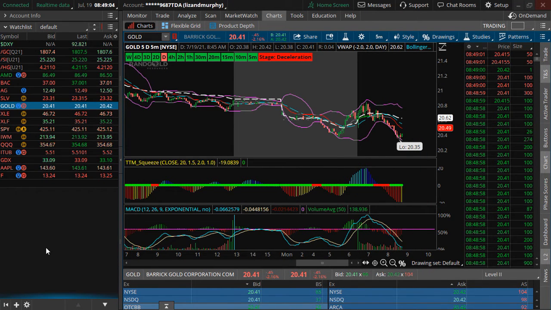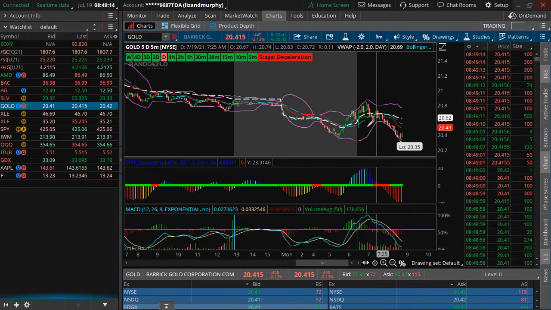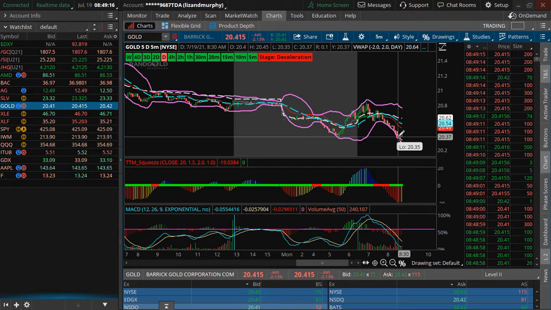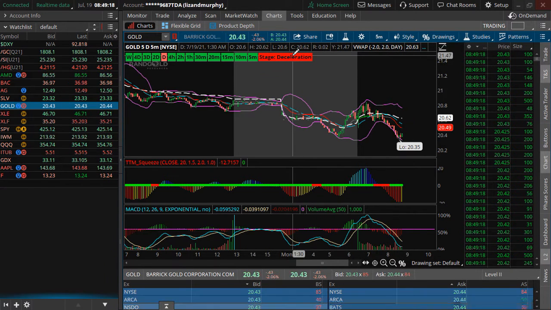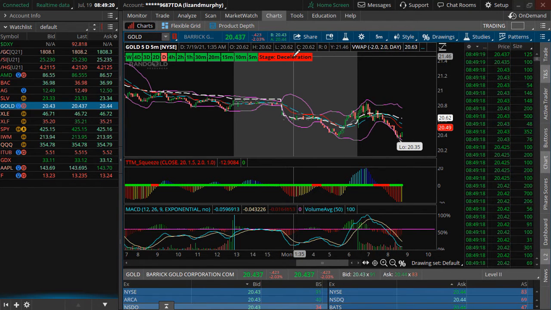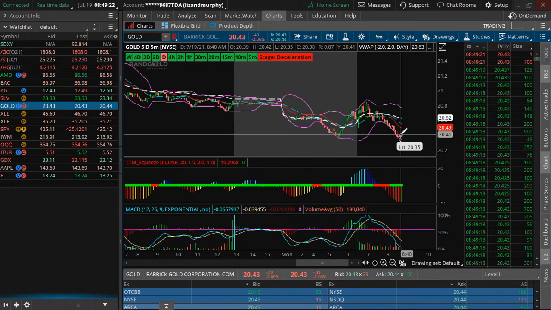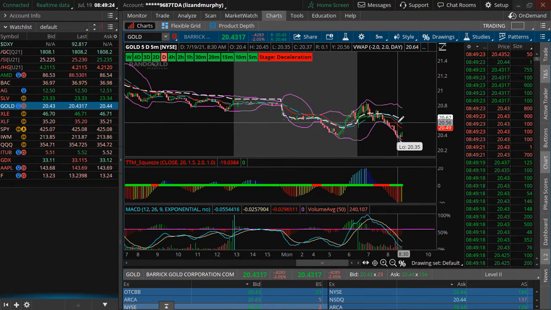And right here, for an example, I'm in my TOS, my Thinkorswim program, and I'm looking at gold, GOLD. And as you can see, it's been declining and looking like it's going to continue to decelerate. So this could be a good option for a put trade.